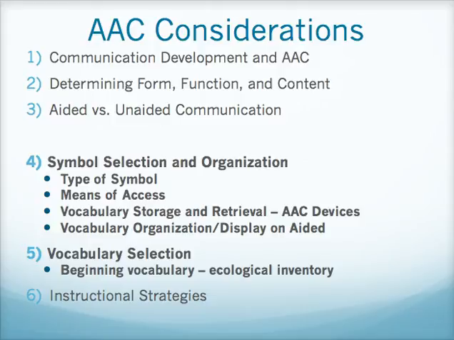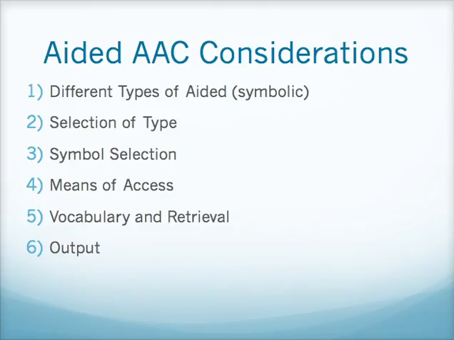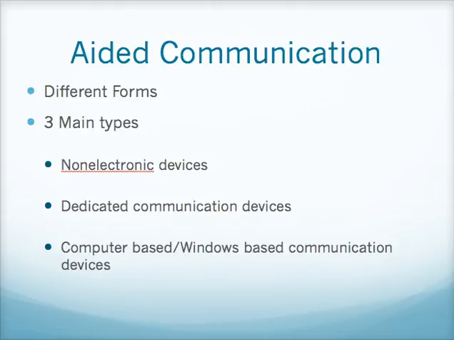So today we're going to talk about aided communication and several different considerations within that. These are the 6 topics that we're going to discuss today regarding aided communication. Within aided communication, there are different forms that are used, and there's really 3 main types or categories. The first will be non-electronic devices, which is exactly what it sounds like.